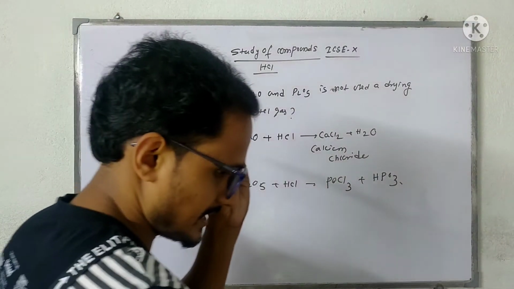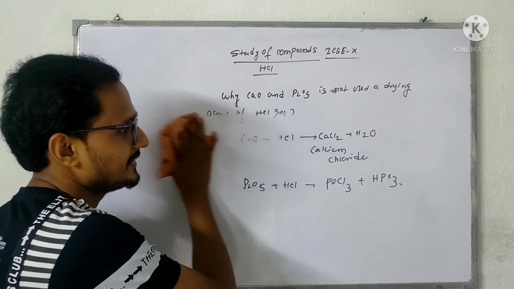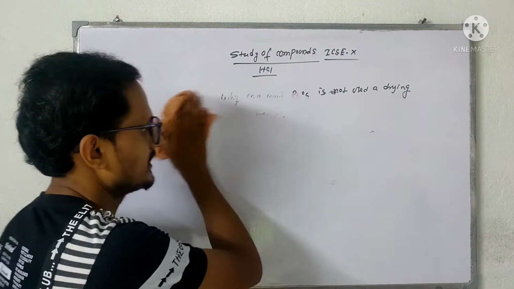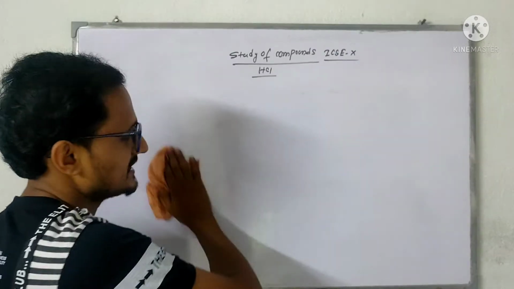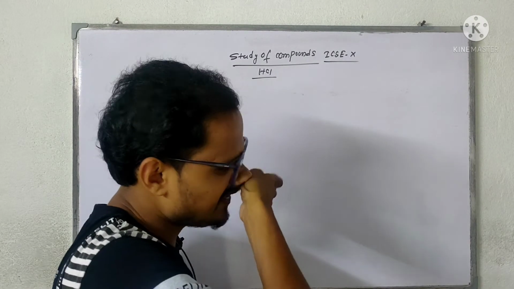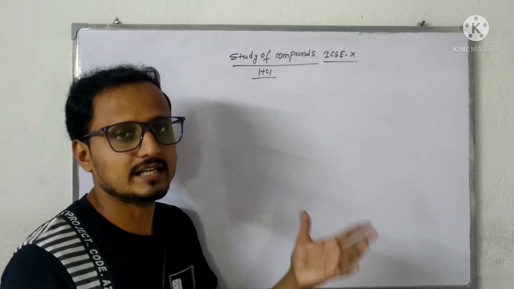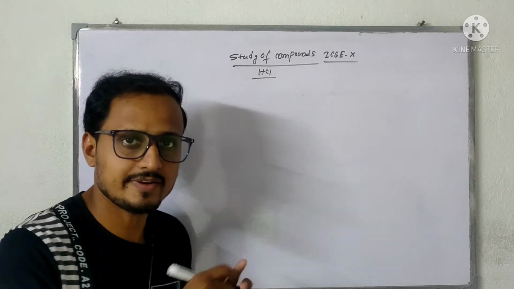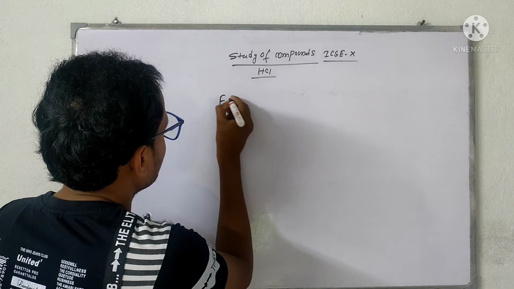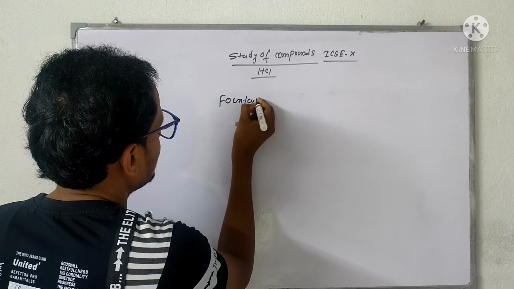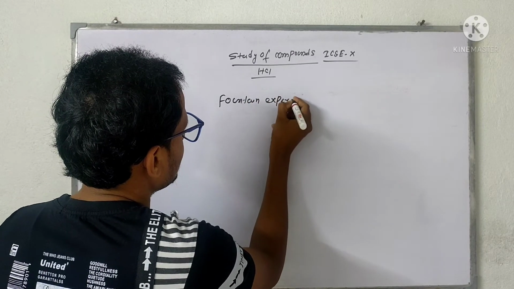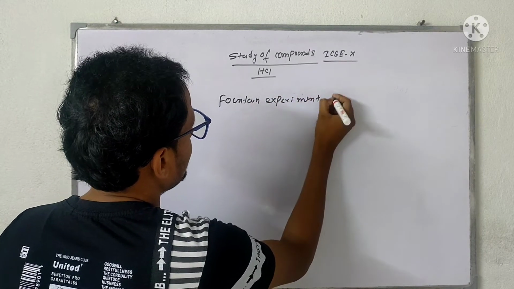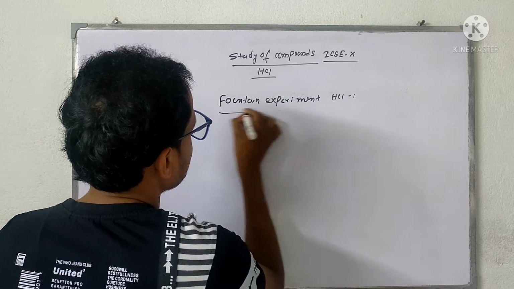Now we will discuss the fountain experiment of HCl, and it is very important. One experiment is there from which we know that HCl can form a fountain, like ammonia. This is the fountain experiment of HCl. It is very important and it is a very colorful experiment.